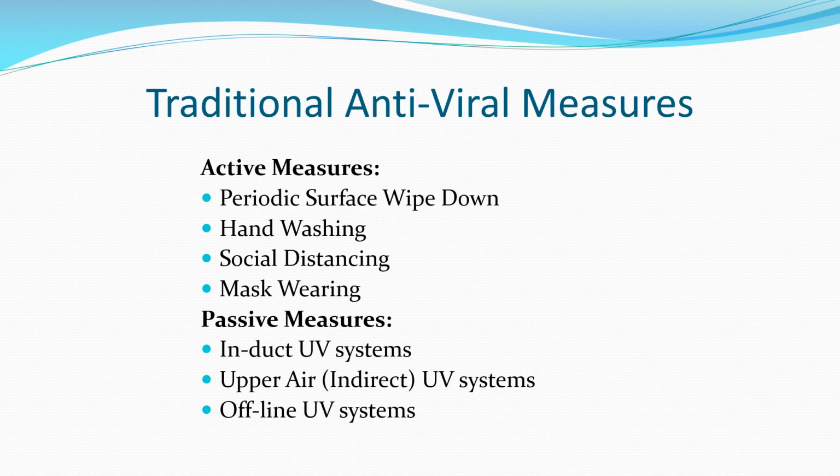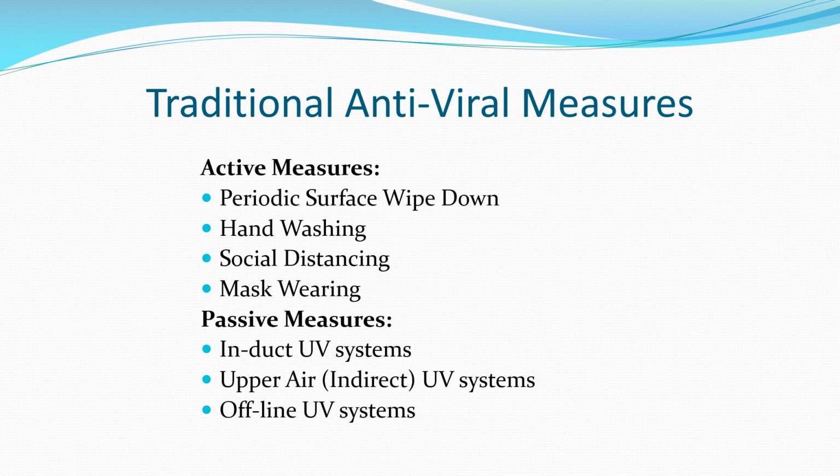Upper air or indirect UV systems have germicidal UV lamps mounted at the top of the room, parallel to the floor. The systems are least effective with poor air movement, since the virus needs to move to the top of the room where UV exposure can occur. There is no direct occupant exposure. They typically have louvers on them to direct the UV out parallel to the floor, but there's no surface disinfection.